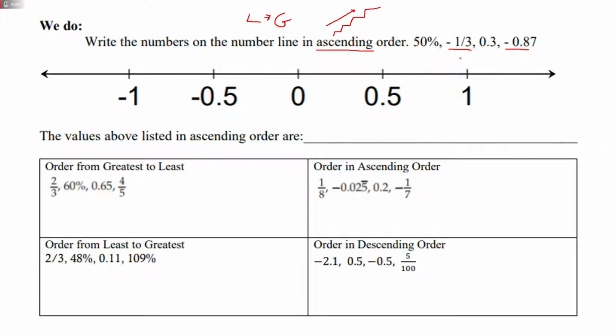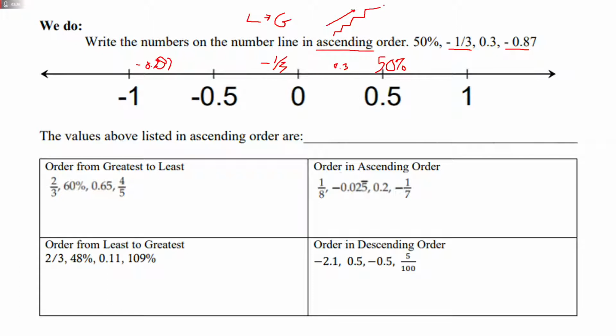So negative 0.87 is pretty close to 1. We'll say it's about here, negative 0.87. That was supposed to be an 8. 0.87. Negative 1/3 is a little closer to 0. I can put that over here, negative 1/3. 50% is exactly 0.5, so I can write that right on top, 50%. And lastly, we have 3/10. 3/10 is less than 5/10, so maybe I can write it somewhere over here.